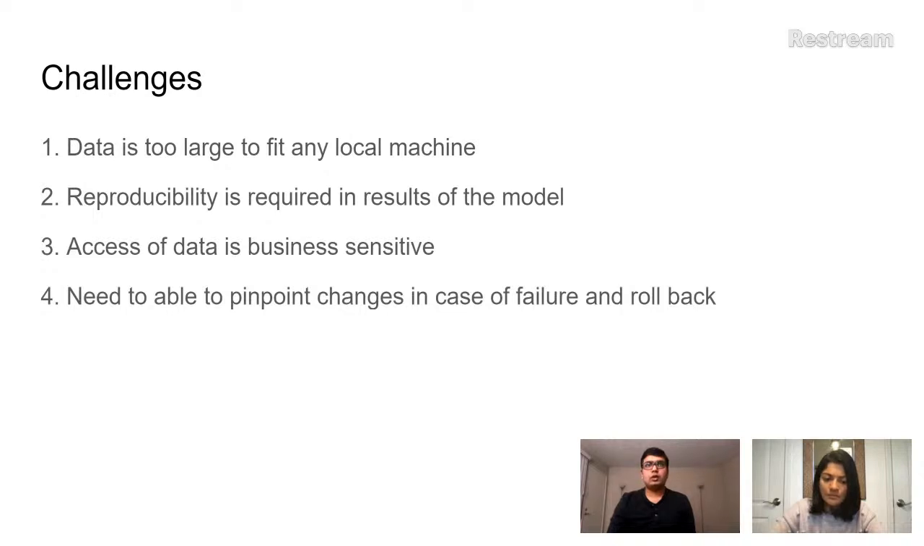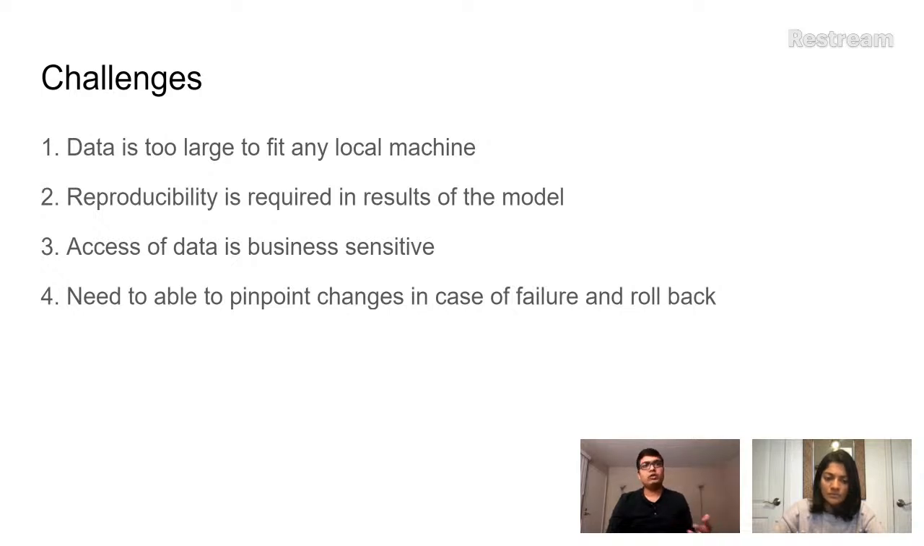The business also wants to be able to pinpoint changes in case of failure and rollback. So say you come up with a great new model in your test environment, and within the first hour of going into production, it predicts that there would be less traffic, and therefore recommends downscaling of the infrastructure, whereas the exact opposite happens. Instead of downscaling the infrastructure, the traffic increases and Yosemite goes down.